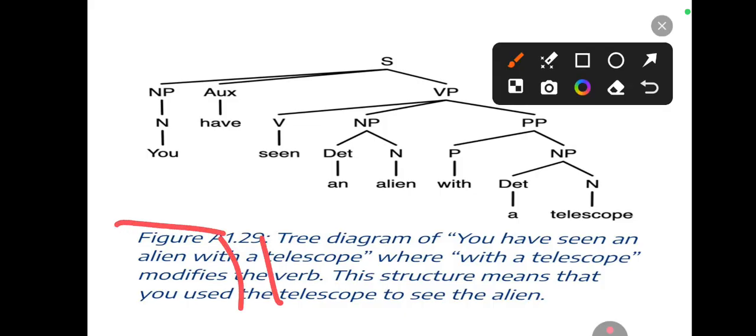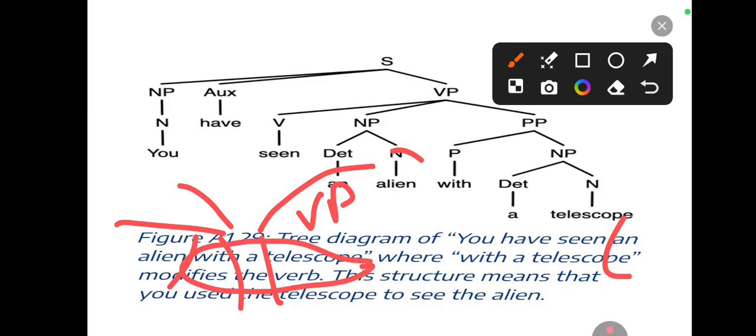This is the tree, 1, 2 and 3. That's a verb phrase. Okay. Now read the verb phrase aloud, and then you will find the sense. What is it? You have seen an alien, right? So "an alien" is again a noun phrase, right? Then "with a telescope" is a prepositional phrase, right?